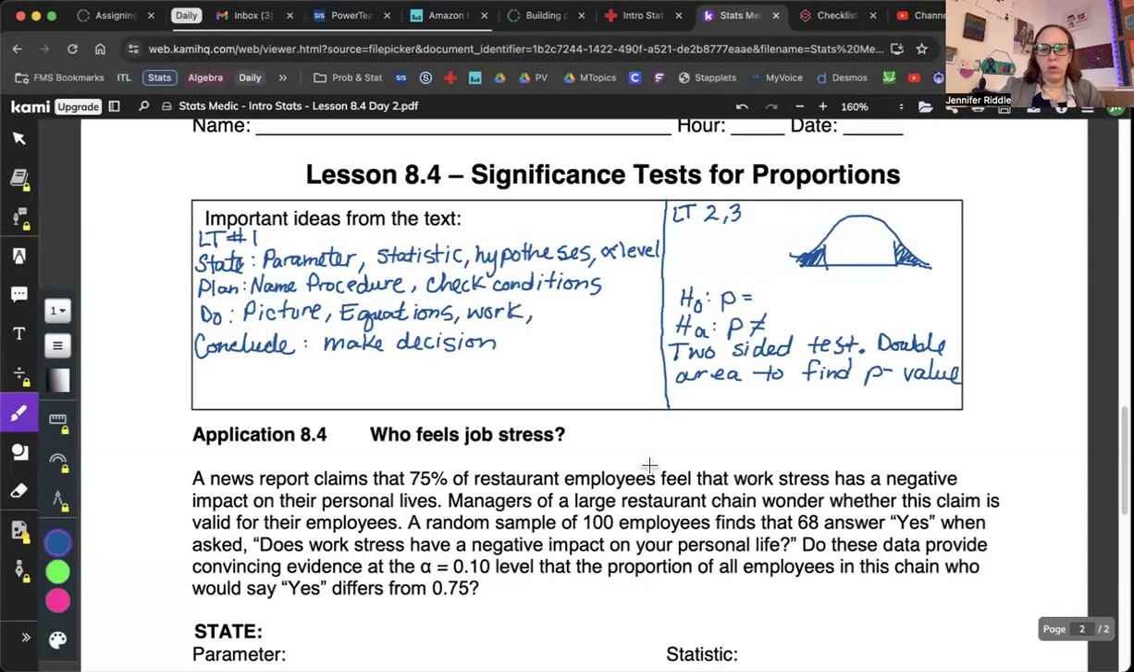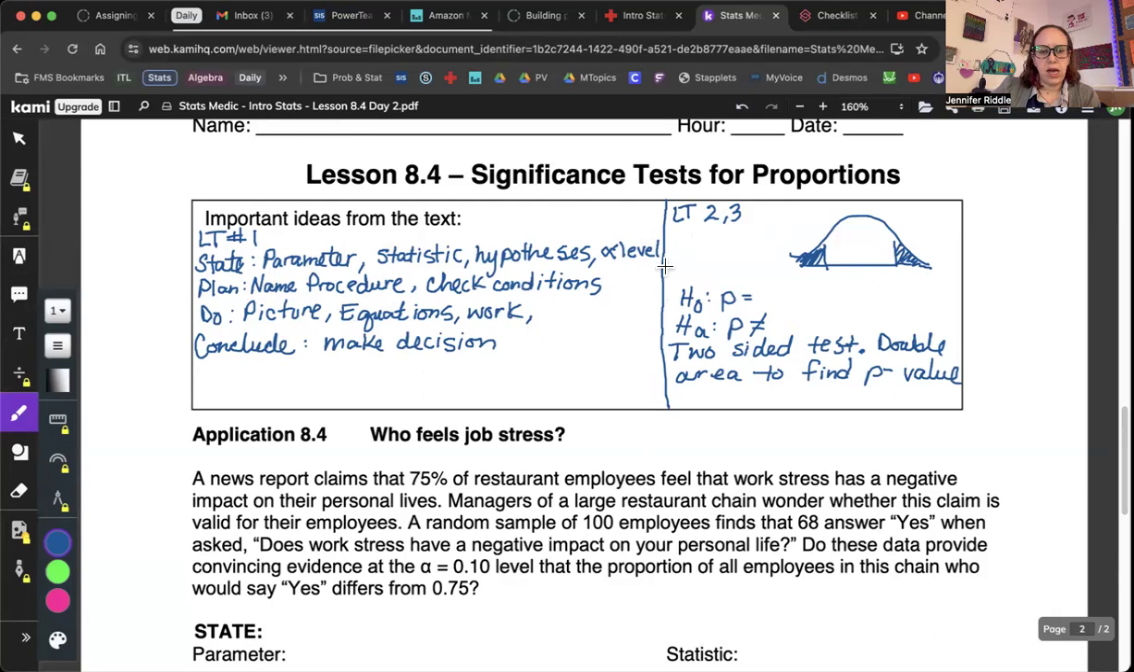All right, so we are talking through our notes for lesson 8.4, significance test for proportions. So our first learning goal was to use the four-step process to perform a one-sided significance test about a population proportion. So we talked through in our activity the four steps: state, plan, do, conclude, or you can choose to say choose, check, calculate, and conclude.